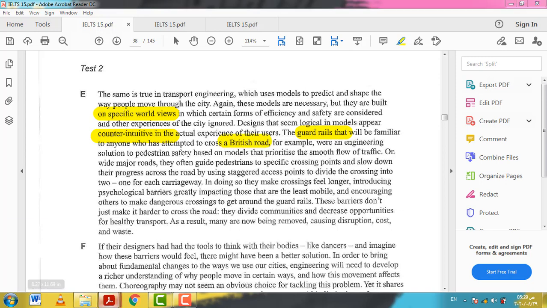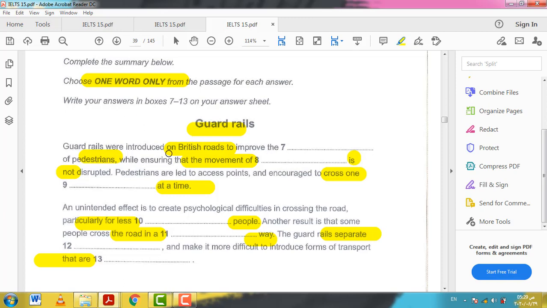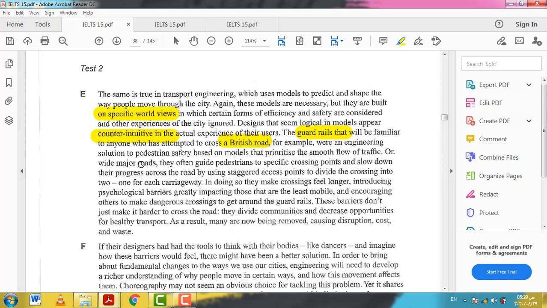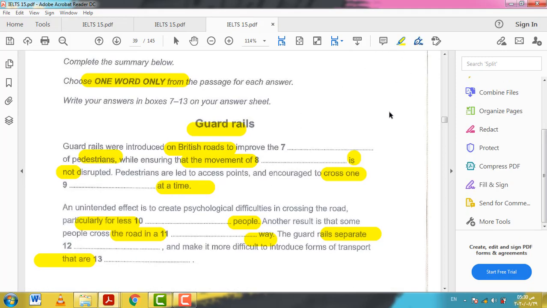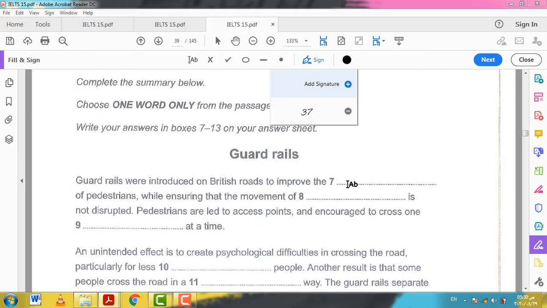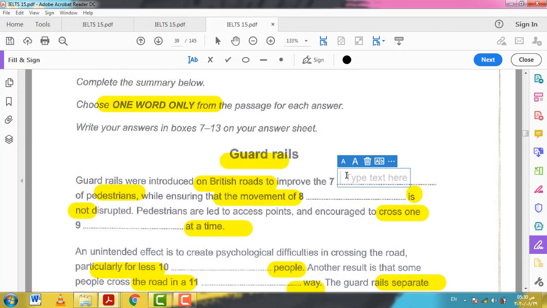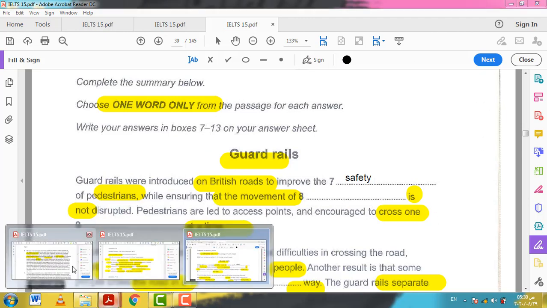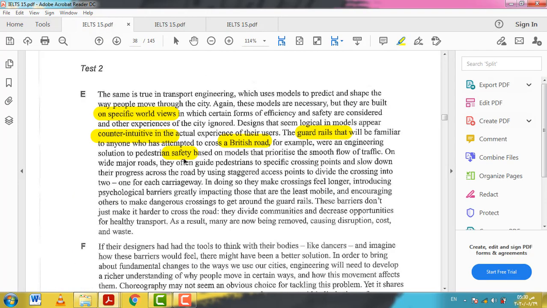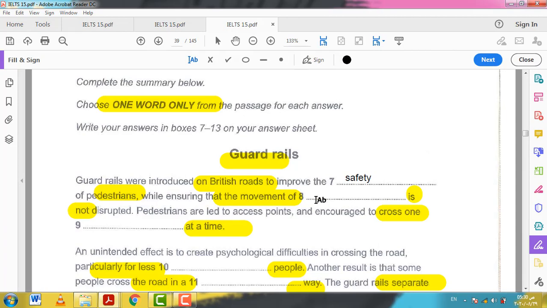Here, the start of the summary: on British roads to improve the safety of pedestrians. For example, an engineering solution to pedestrian safety based on models that prioritize the smooth flow of traffic, while ensuring that the movement of what is not disturbed? The movement of what? Safety based on models that prioritize the smooth flow of traffic. Movement of traffic.